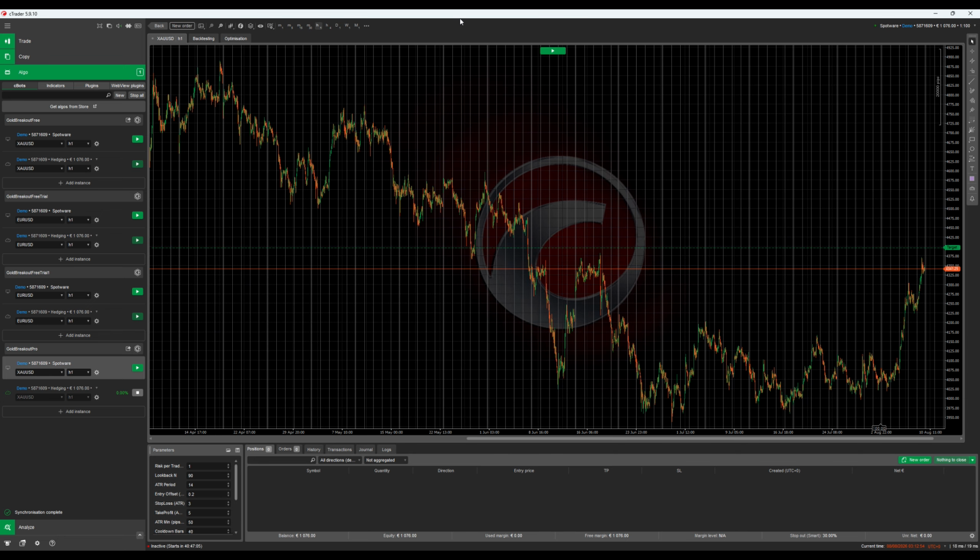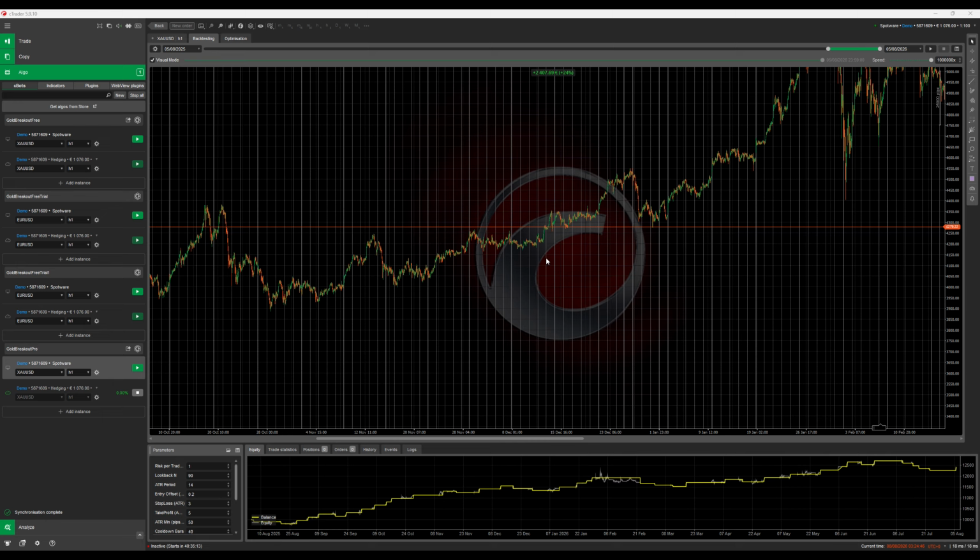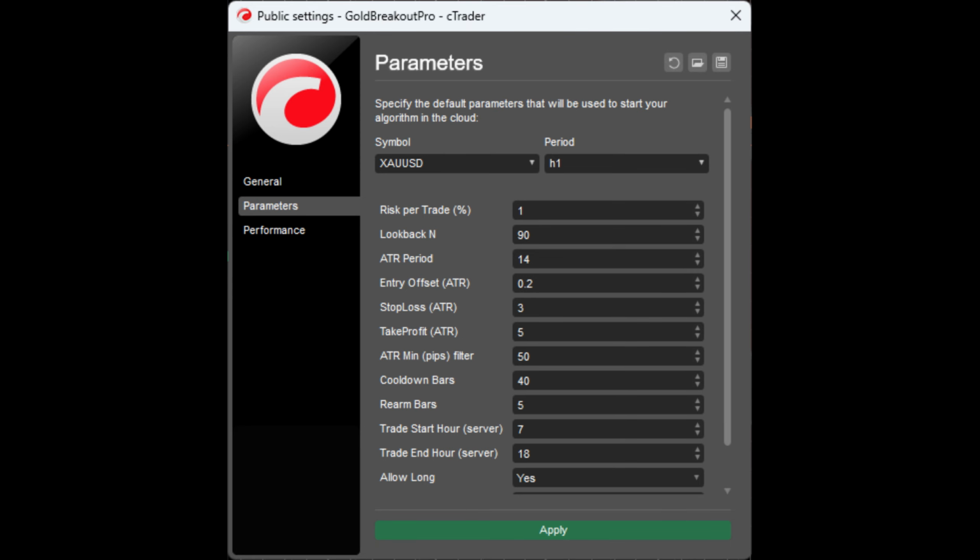The basic idea behind GoldBreakoutPro is quite simple. The bot looks for price breaking out of a recent high or low range. When price moves beyond that range, the bot can enter a trade in the direction of the breakout. The strategy also uses ATR, or average true range, to measure market volatility and to determine the stop-loss and take-profit distances. The bot exposes several parameters that can be adjusted by the user.